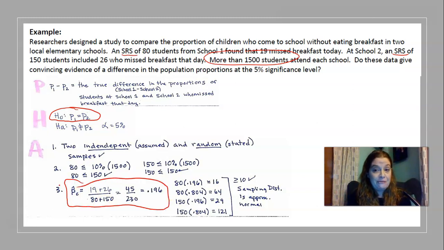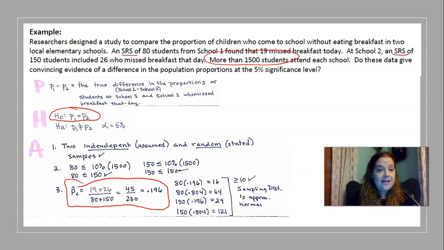And remember, that is on your formula sheet. There's a statement that says if P1 equals P2, use this as your P hat value. So this is what we're going to use for the standard error formula. This is what we use in the expected counts formula. So P hat is 19 plus 26 over 880 plus 150. So we're talking about our successes, the kids who missed breakfast, out of the total, and we get 0.196.